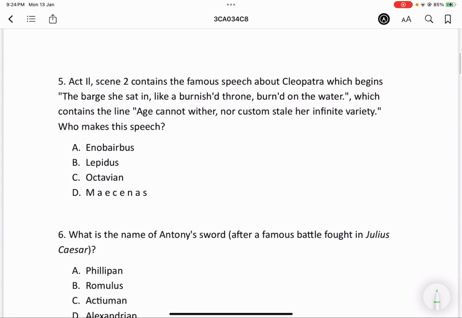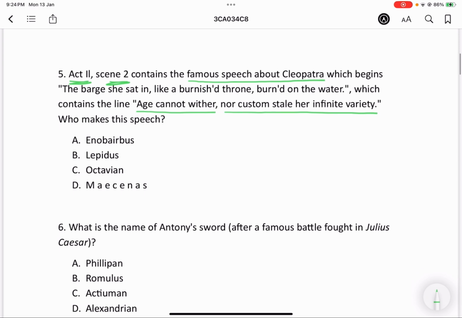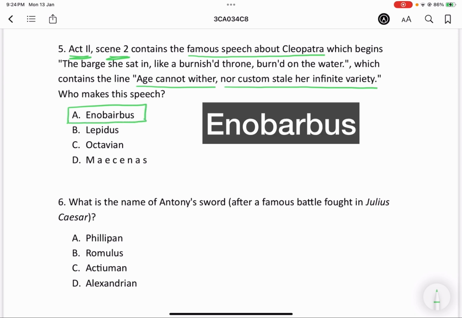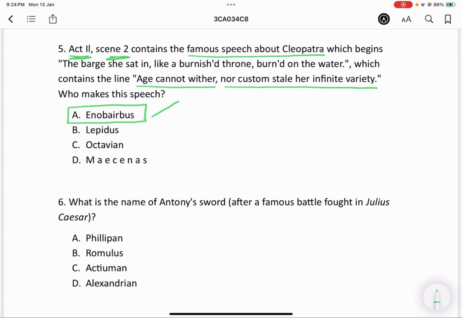Moving on, question number five. Act 2, Scene 2 contains the famous speech about Cleopatra, which begins, "The barge she sat in, like a burnished throne, burned on the water," which contains the line, "Age cannot wither her, nor custom stale her infinite variety." Who makes this speech? Looking at the options, we know that option A is correct. It is Enobarbus who says this about Cleopatra.